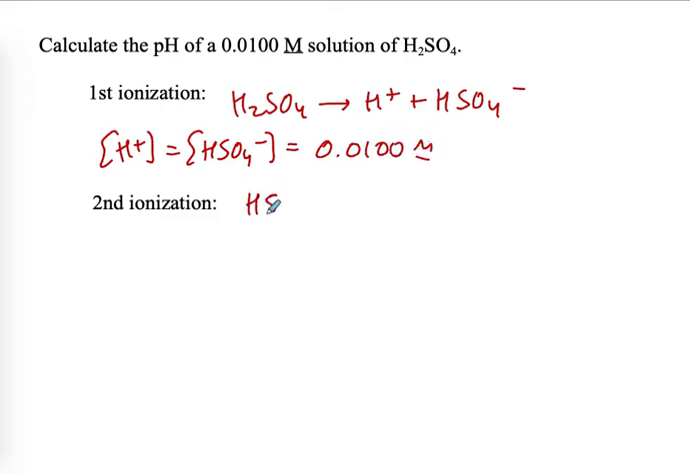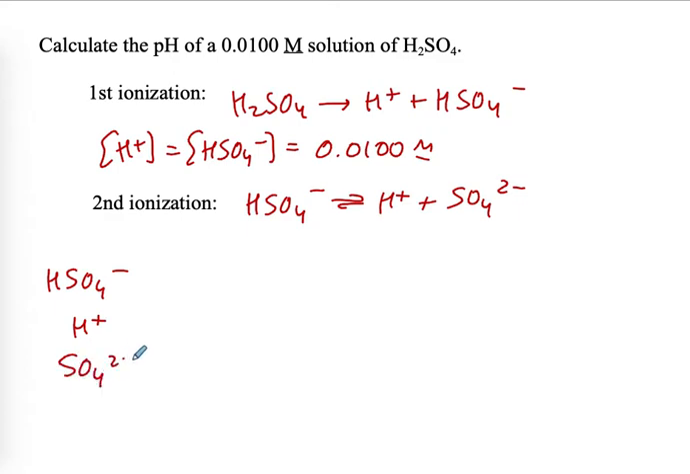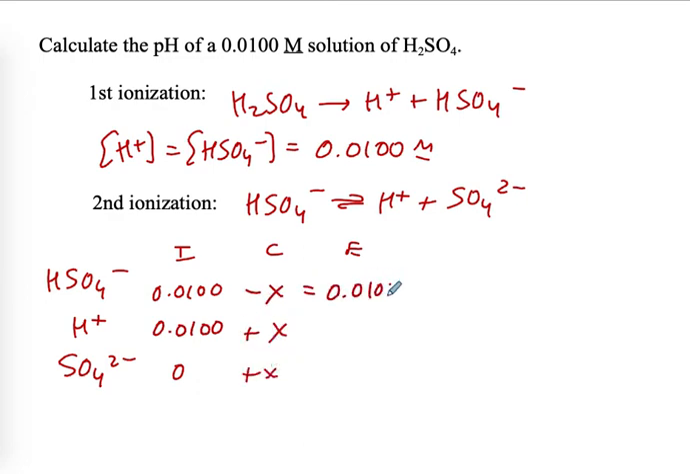For the second ionization, which is governed by Ka2, 0.012 molar, let's set up our ICE table. Hydrogen sulfate ion, the hydrogen ion, and the sulfate anion. I've got 0.0100, 0.0100, and 0; minus x, plus x, plus x; 0.0100 minus x, 0.0100 plus x, and x.